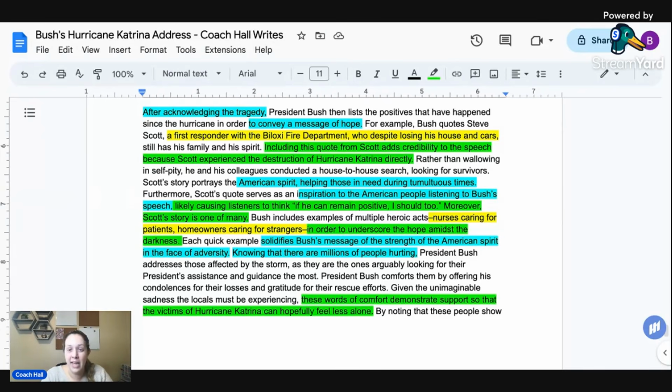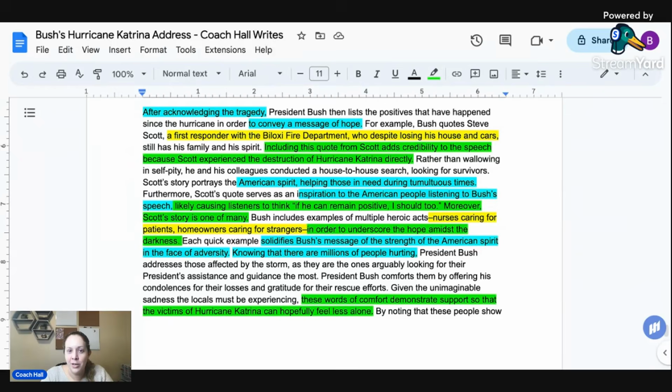Because remember, the prompt asked about the message, so we want to make sure that that is clear in each of our body paragraphs. Now you can see here that we've added in specific examples. Before, it just talked about how Bush included examples. Now we actually have the example of Steve Scott. And we have this appositive phrase, if you will, or non-restrictive clause, where it tells us who he is. That's important too. So it says first responder with the Biloxi Fire Department.